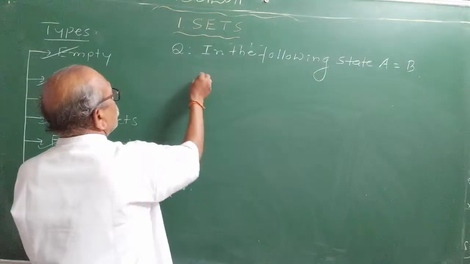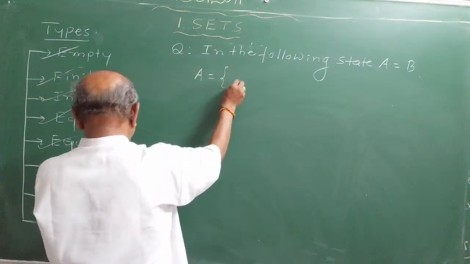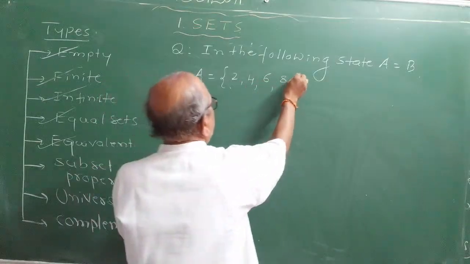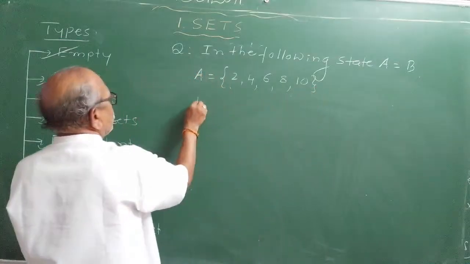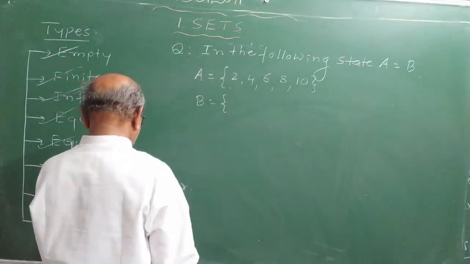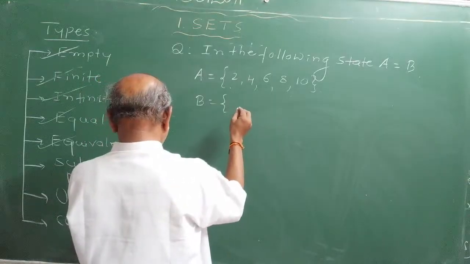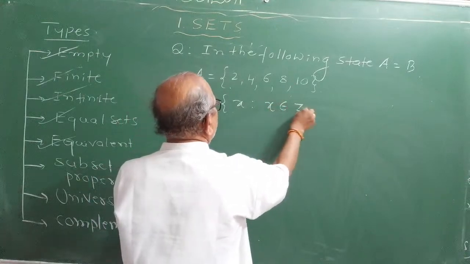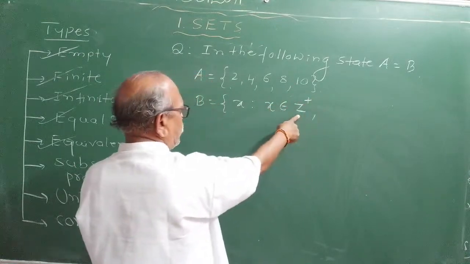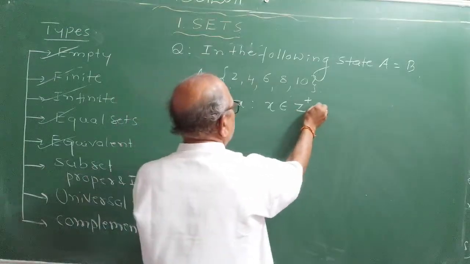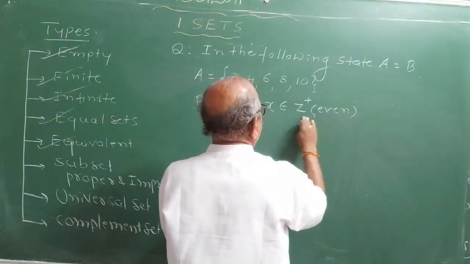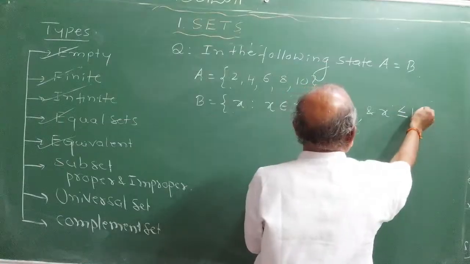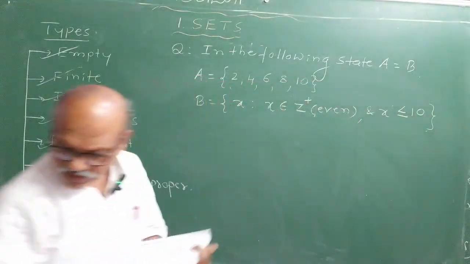A is equal to 2, 4, 6, 8, 10, and I give another set to you. B is equal to the set of all x, x belongs to even positive numbers. Even positive numbers are represented as positive integers, even positive integers, Z plus even, and x is less than or equal to 10. Try this. Tell me.